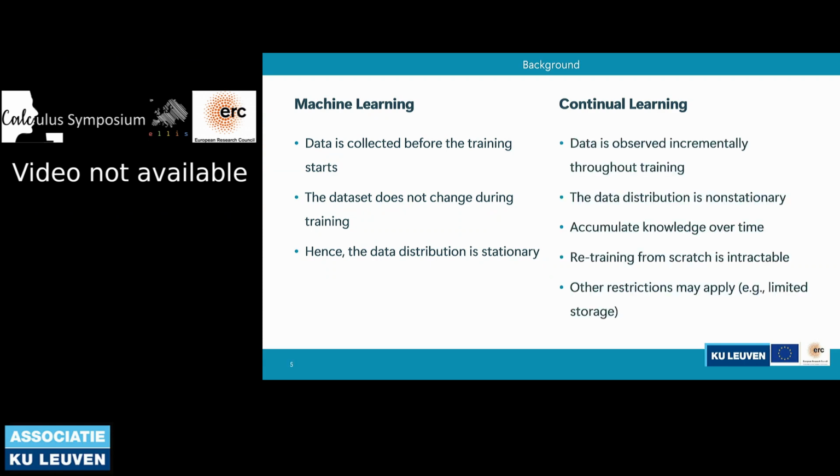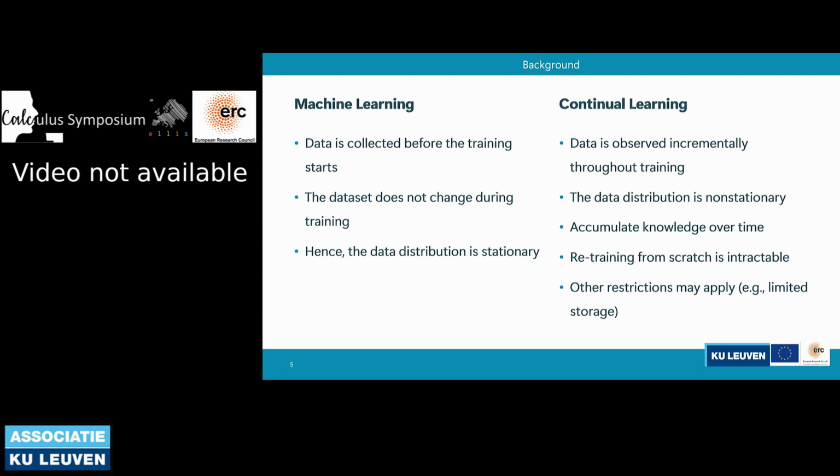In contrast, in continual learning, the data is observed incrementally throughout the training process, and the data distribution is non-stationary. What that means is that the average example that we expect to see at each moment in time changes over time. The goal here is to accumulate knowledge over time. So when we observe a new concept, we want to learn this new concept, but we also want to keep remembering concepts we learned in the past.